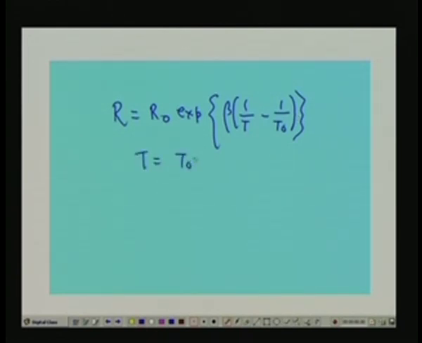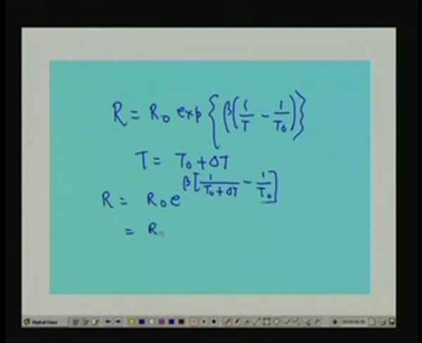Now, we know that in the case of a thermistor, we all know the thermistor will have a relationship R equal to R naught exponential beta (1 by T minus 1 by T naught), right. Now, suppose T is equal to T naught plus delta T. So, we can write R equal to R naught e to the power beta (1 upon T naught plus delta T minus 1 by T naught).